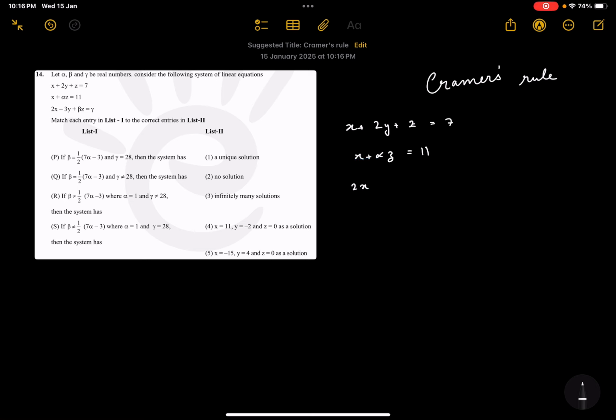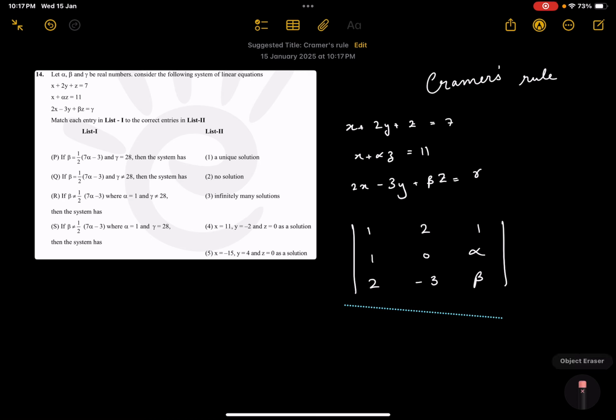So the first step of the rule was to evaluate the determinant of the coefficients. Here it is 1, 2, 1, 1, 0, alpha, 2, minus 3, beta. We subtract the second row from the first row. We'll get 0 here and 1 minus alpha here. We subtract 2 times the second row from the third row. We get 0 and beta minus 2 alpha here.